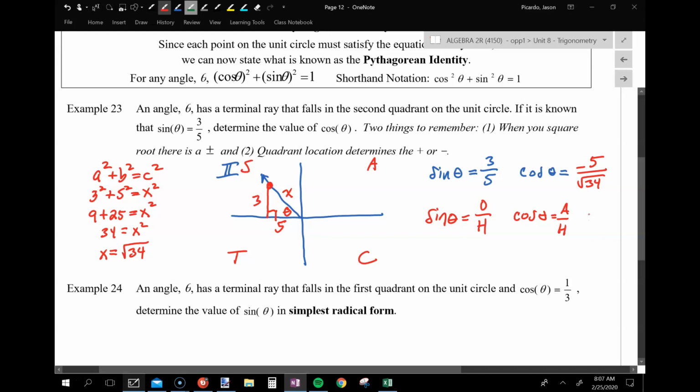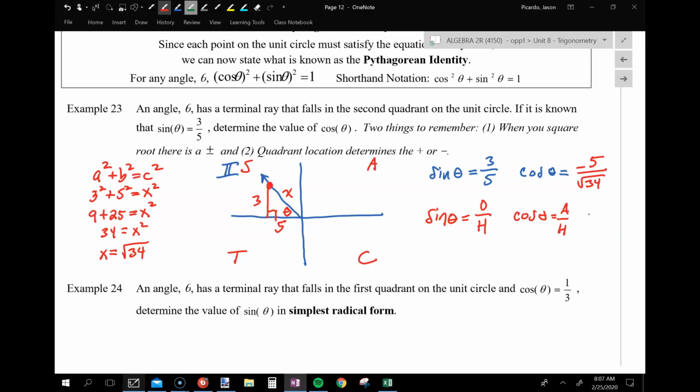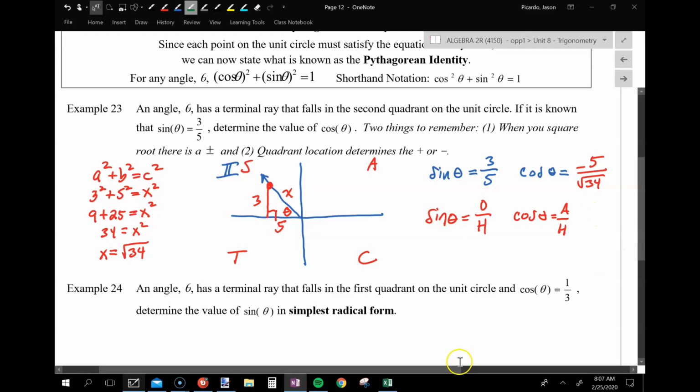Guys, would that ever be a multiple choice answer? Would they ever put that as an answer? The answer is no. Why would that never be a solution? What's wrong with that? There's a radical in the bottom, right? So we would have to rationalize that.